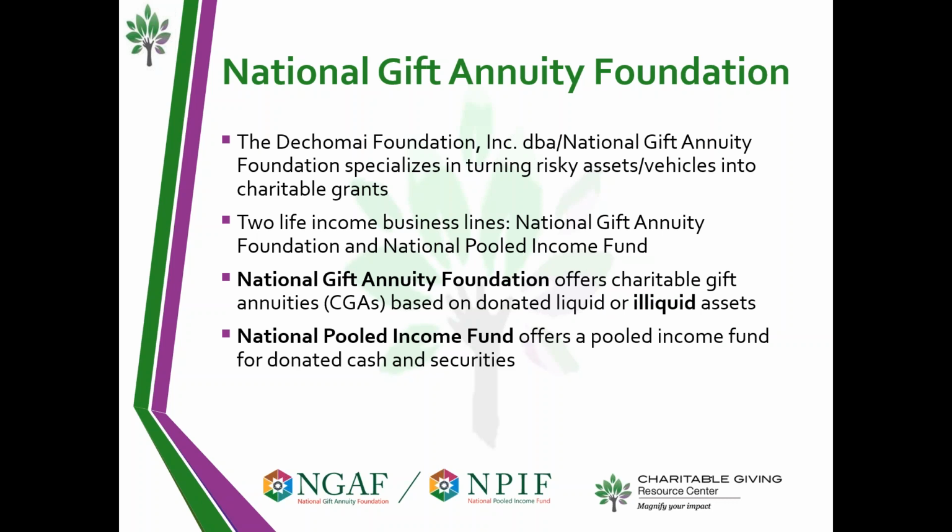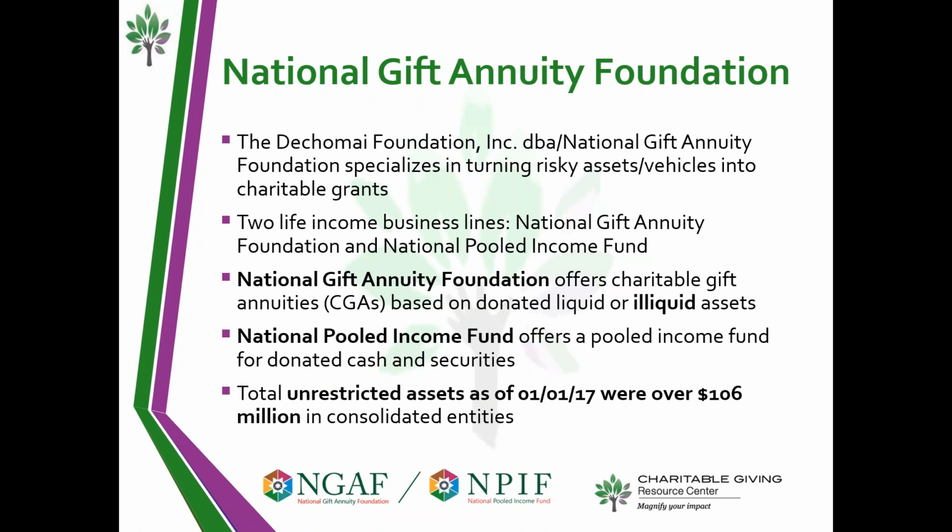And the National Pooled Income Fund is able to do the same thing. And the total unrestricted assets of the National Gift Annuity Foundation as of the first of the year, last year, was over $106 million. That's really important. If I'm a donor, I'm going to say, who's backing up that income stream that you're promising to send me for the rest of my life? Well, that is the unrestricted assets of the National Gift Annuity Foundation through the Decomai Foundation. Most nonprofits are not sitting on $106 million of unrestricted assets backing up their gift annuity payments.